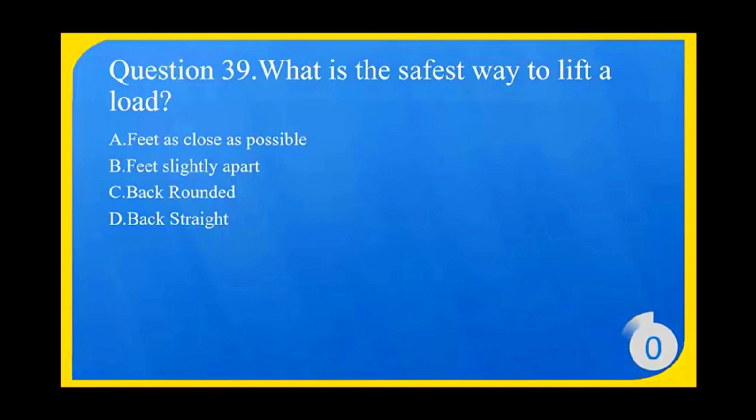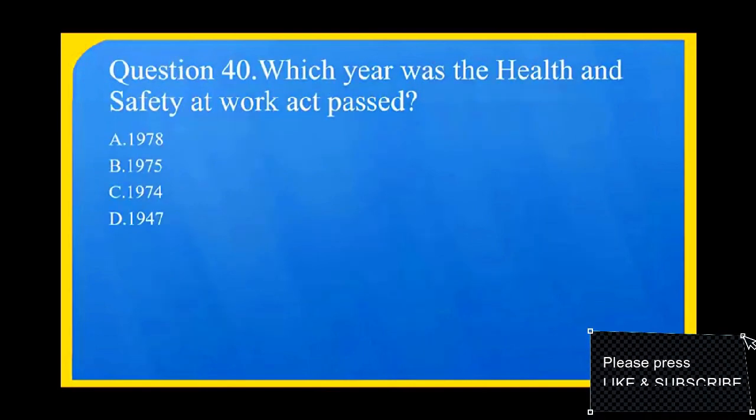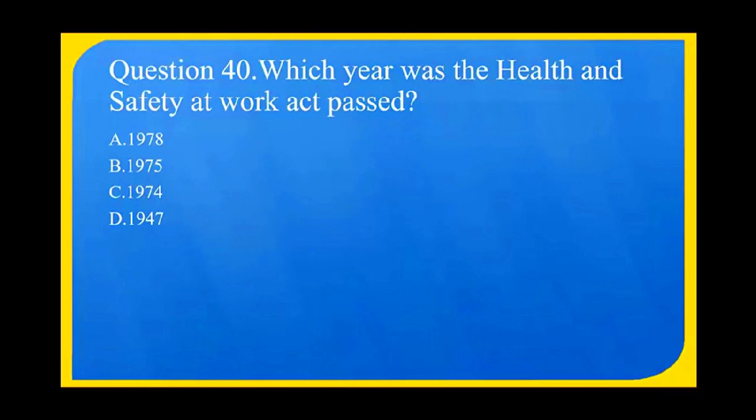The correct answer is D. Back straight. Question 40. Which year was the Health and Safety at Work Act passed? A. 1978. B. 1975. C. 1974. D. 1947. The correct answer is C.